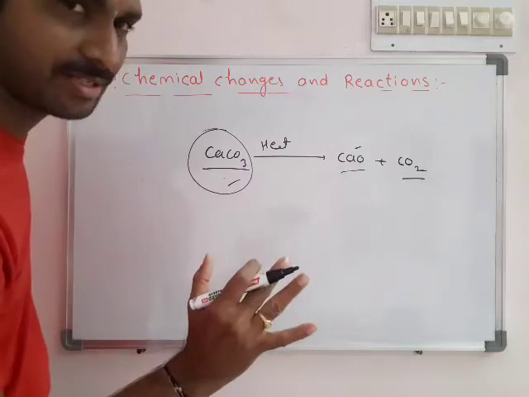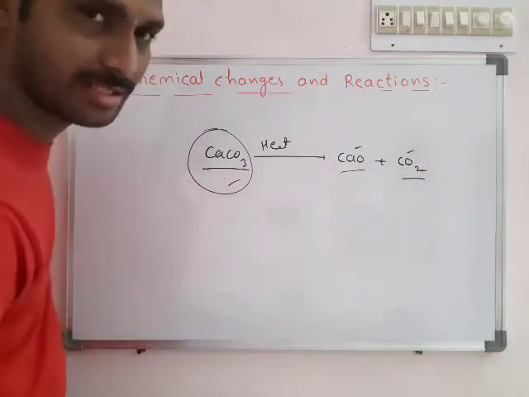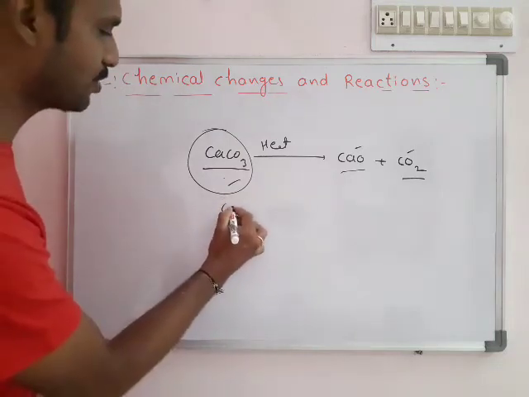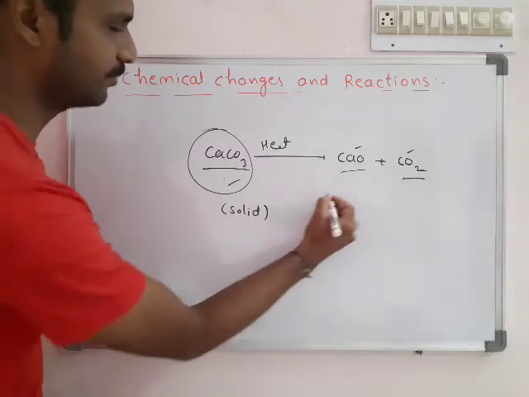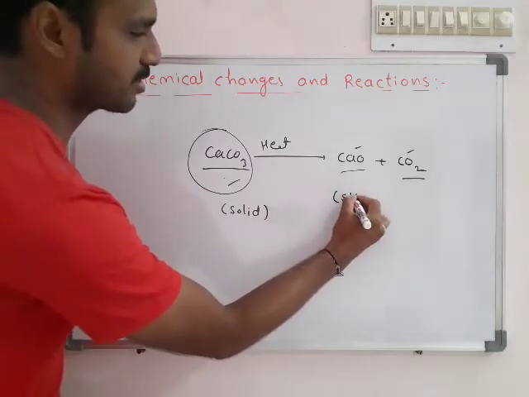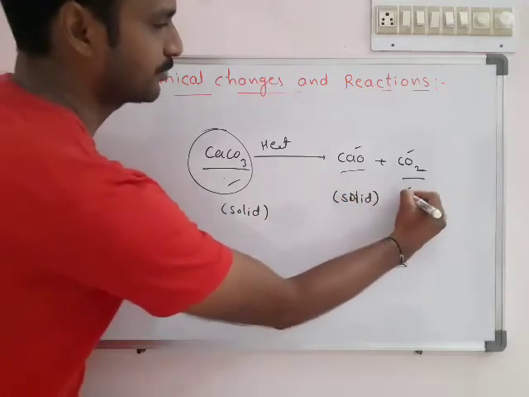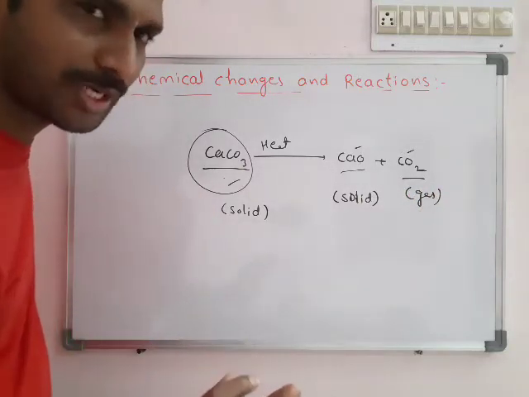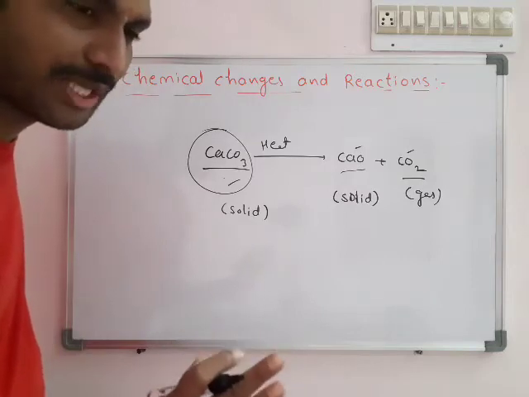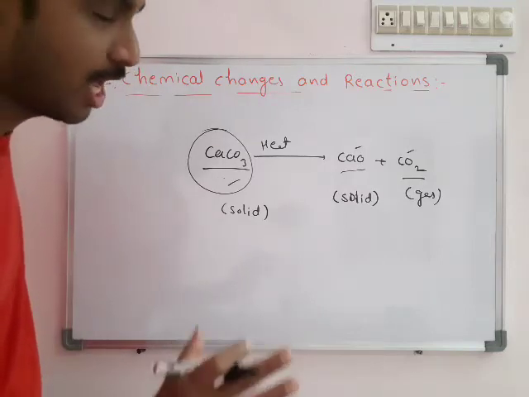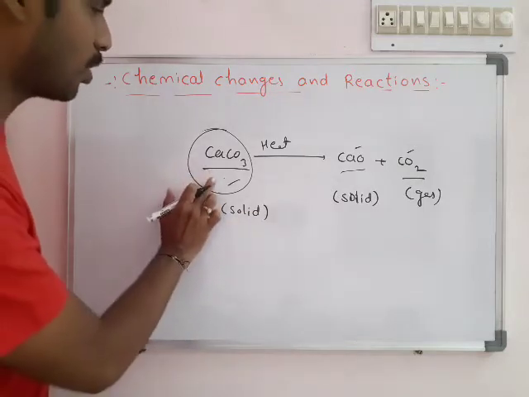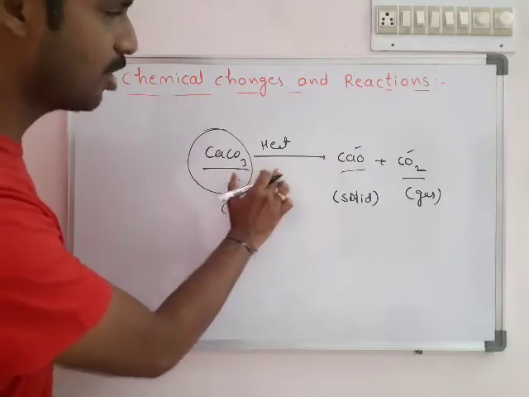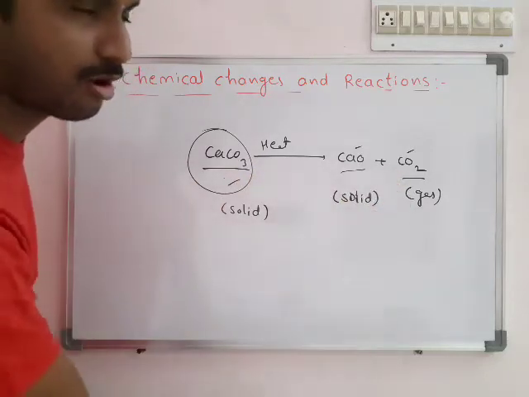Their properties are totally different. Physical state may also be different. For example, calcium carbonate is present in the solid state, lime, calcium oxide, is also present in the solid state, but CO2 is present in the gaseous state. We don't give importance to the change in physical state. The important thing is that the compound, calcium carbonate, on heating forms new products, new compounds.